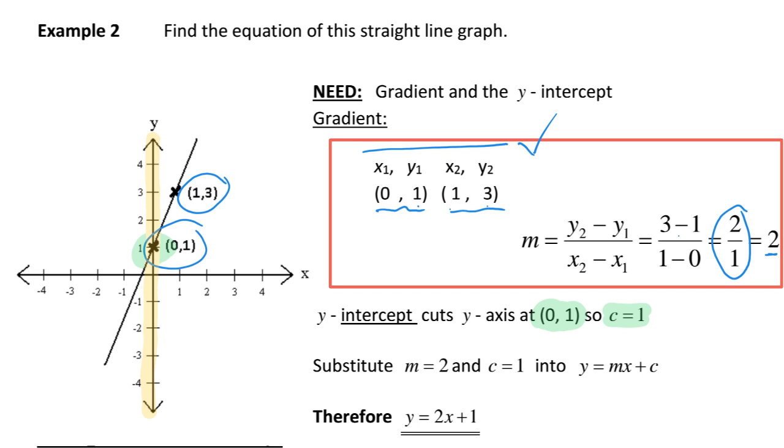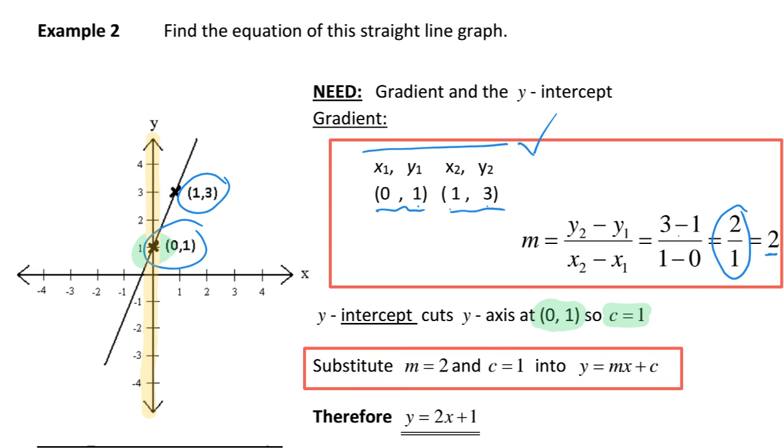We now have to do a pretty straightforward substitution where we have the gradient, which we've already calculated as m equals 2, and the c value is 1. We need to substitute into this equation y equals mx plus c, which is the standard equation, and we know the m is the 2, so that goes in place of the m, and the c is a positive 1. So it gives us the equation of that line is y equals 2x plus 1.